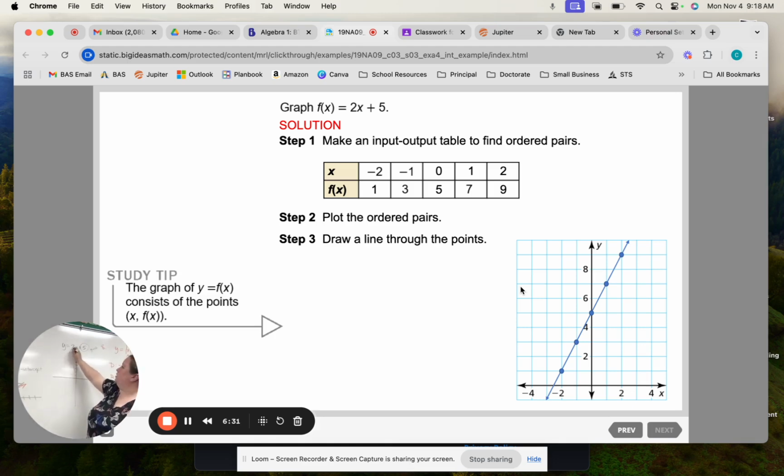2. It's in front of the x. Technically, that's a 2 over 1, right? All whole numbers are over an imaginary 1. So I go up 2 over 1, put another dot. That's your line. That's all you have to do. So you look at the slope and the y-intercept and graph it.